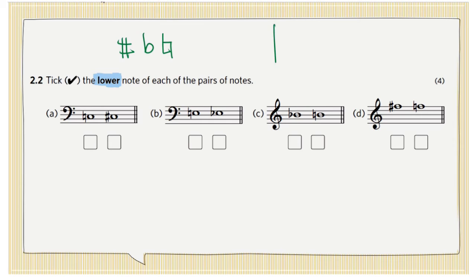Then you have to know the order from the lowest to the highest. So there should be 3 boxes, and then you say sharp, flat, natural. Among the sharp, flat, and natural, who's the lowest, who's the middle, and who's the highest? Then you draw them nicely in the boxes, and then you can compare which one is the lower. 2.2, very easy. Let's move on.